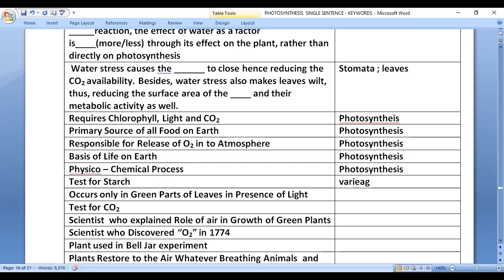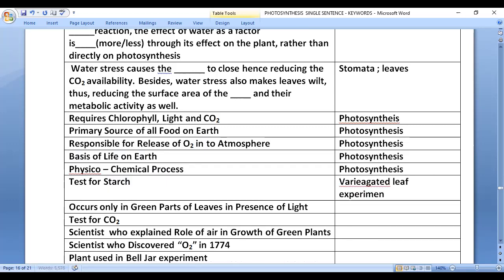Variegated leaf experiment. Photosynthesis occurs only in green parts of the leaves in presence of sunlight. Test for carbon dioxide: half leaf experiment.